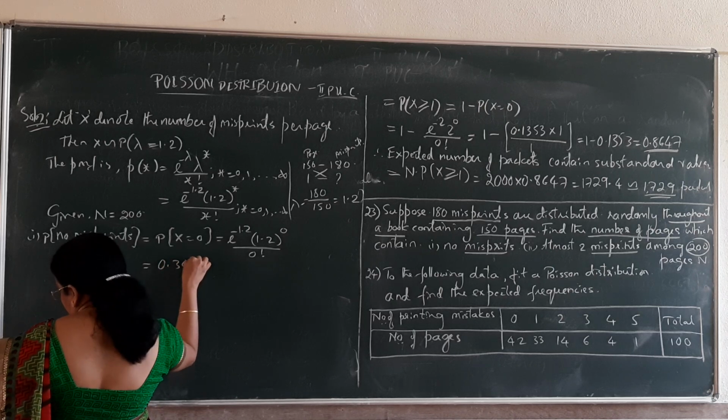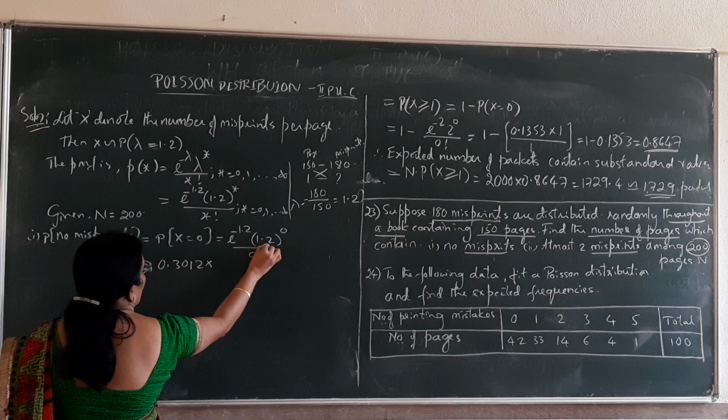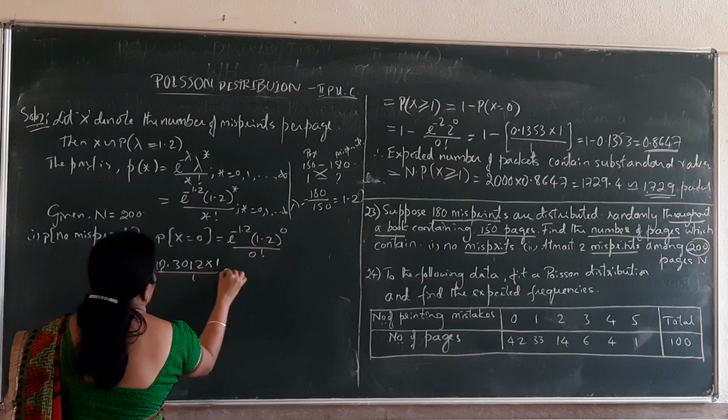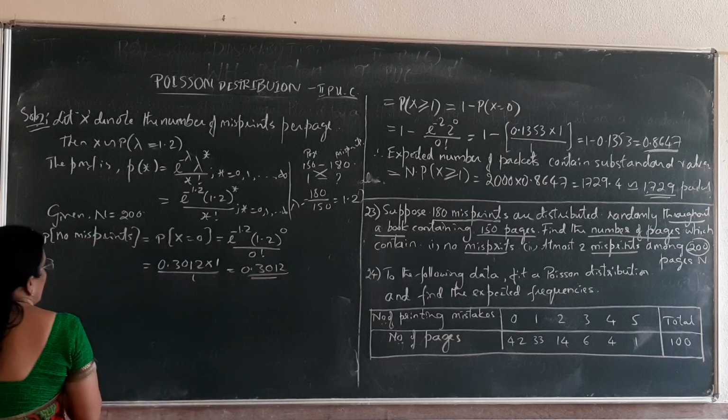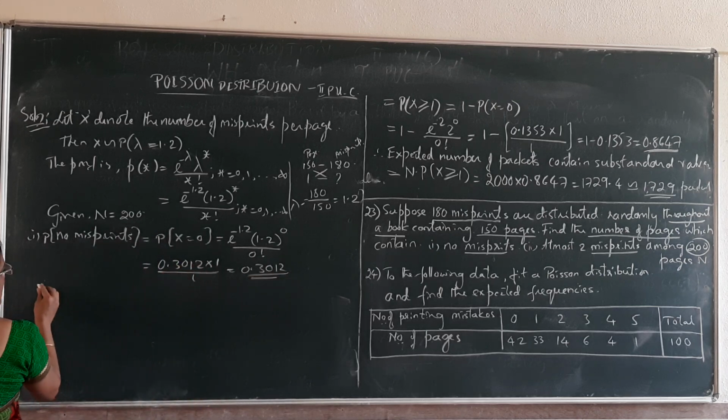That is 0.3012 into 1.2 power 0, which is 1, divided by 1. The answer is 0.3012. Next, to find the number of pages.